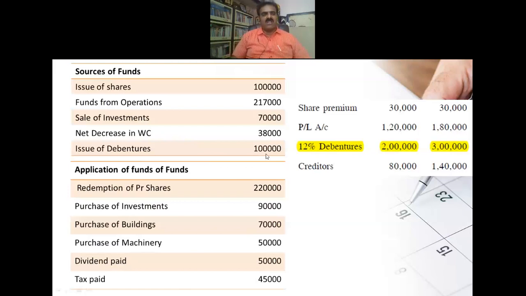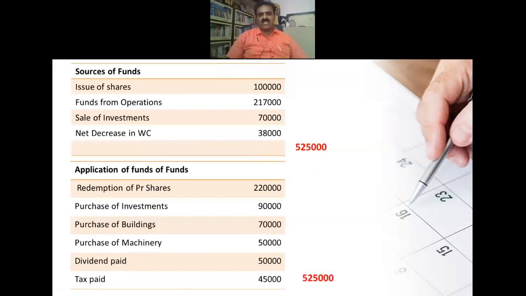So you have covered all the items. You have taken all adjustments into consideration. Now you need to find the total. The total is 5,25,000 and 5,25,000 as far as the sources and application of funds. With this, the fund flow statement ends here.